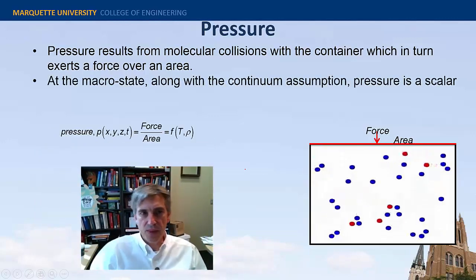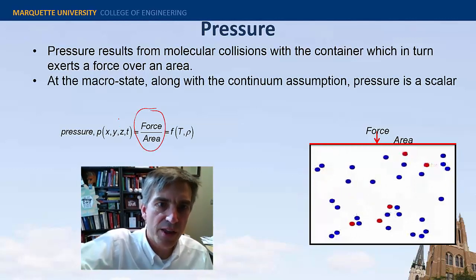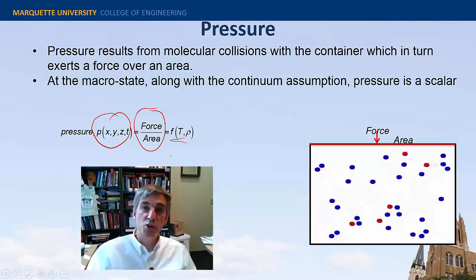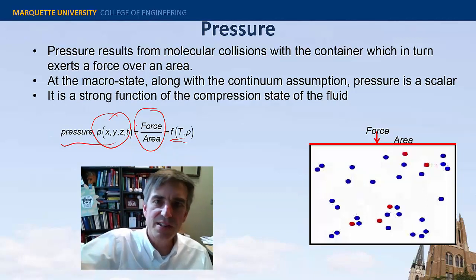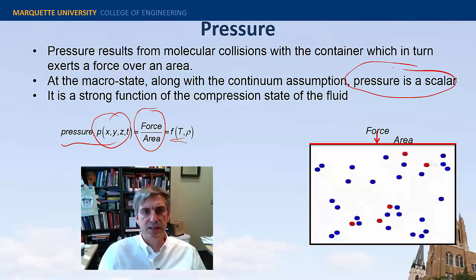So here's the definition of it. Force over area is pressure. Keep in mind that it's a thermodynamic variable, so it can be related to any other thermodynamic variables. In this case, temperature and pressure. That's specifically useful for ideal gas relations. It's a strong function of the compression state of fluid, which only makes sense. And pressure itself is a scalar variable, so that's a good point not to forget.